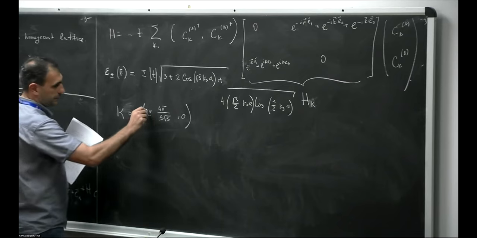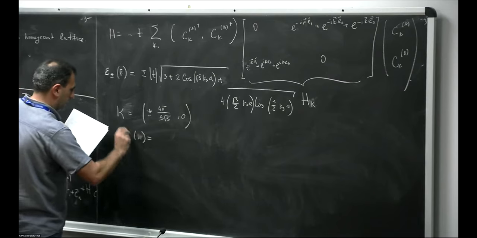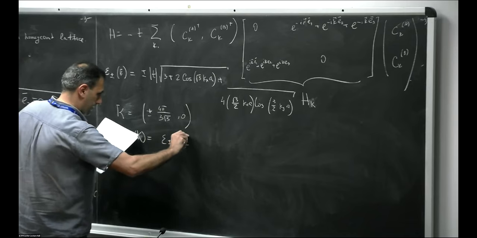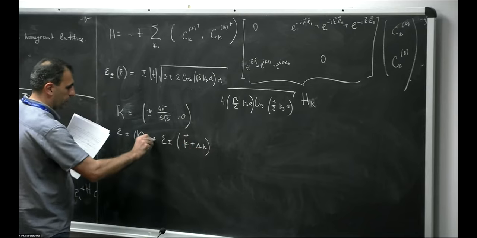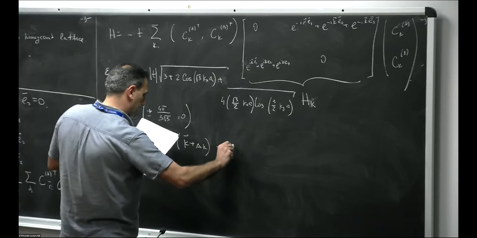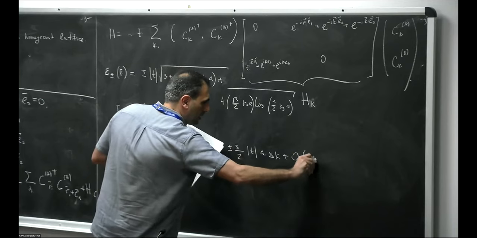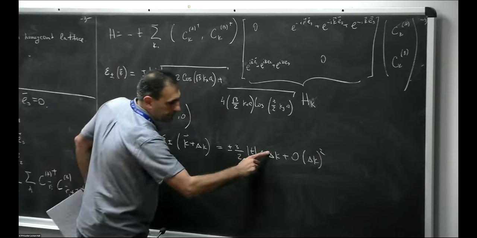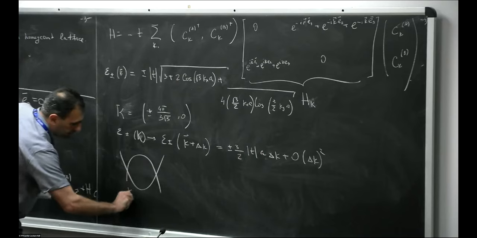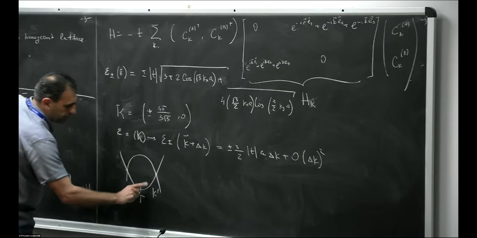So these are the points, and if you calculate the dispersion nearby, capital K here. If you go away from these single points where the gap is closing by an amount delta K, you will see that the dispersion is linear. Okay, so the leading term is linear in delta K. So basically, if you look at the dispersion, it looks like this along the K K prime line. This is K, this is K prime. And along this line, you have these two Dirac points. And in the middle of the Brillouin zone, at the gamma point, the dispersion is quadratic.